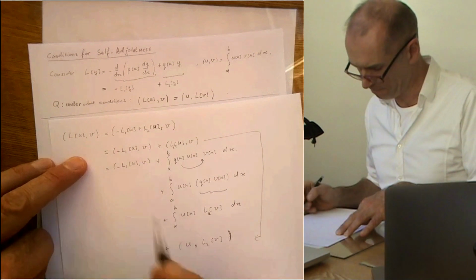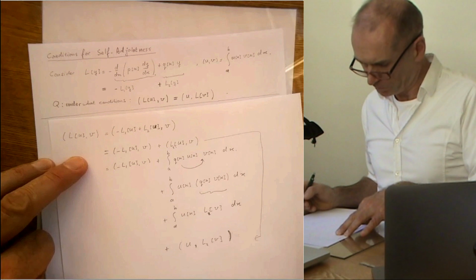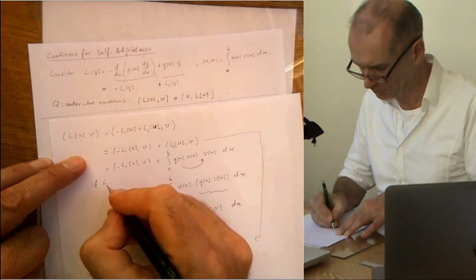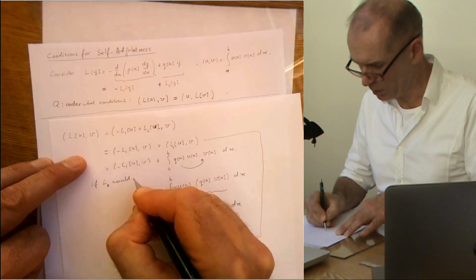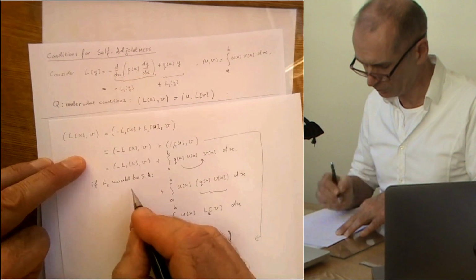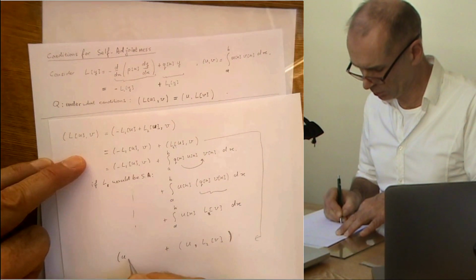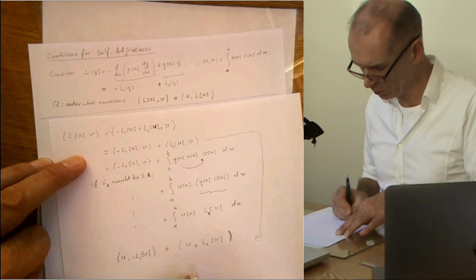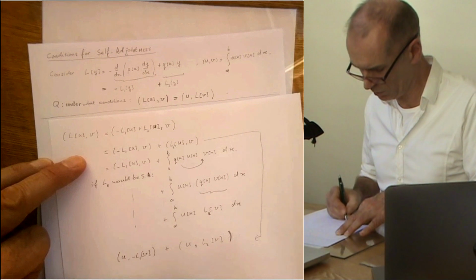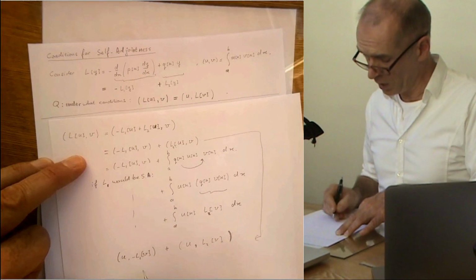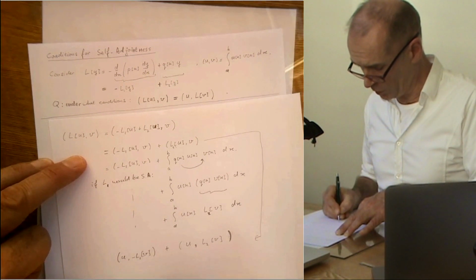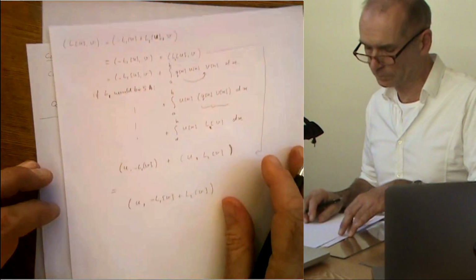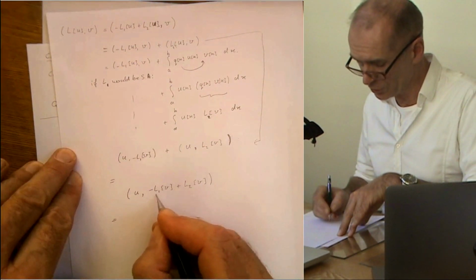And if L1 would be self-adjoint, then I could write for that the inner product of u with L1 v, and then take it together again, and then I get u with L1 v plus L2 v, and that together is L.